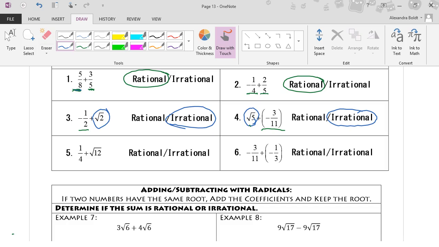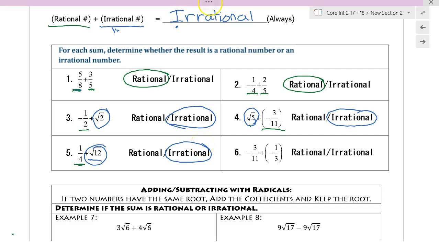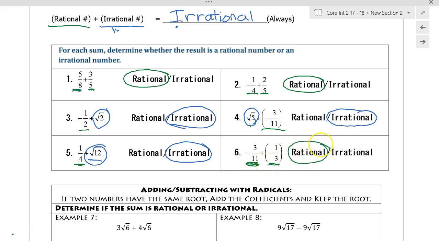Looking at number 5. I have a fraction which is rational and a root which is irrational. Again, as long as even one is irrational, it will be irrational. Finally, I have a fraction, so rational, another fraction, which is rational. So, two rationals are going to be rational.